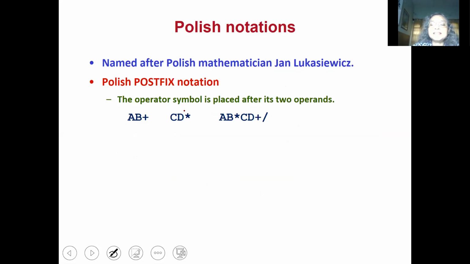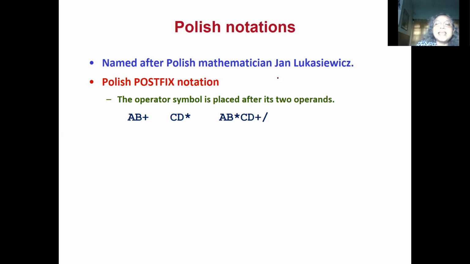On the other hand, let us introduce the Polish notations. These Polish notations have been named after the Polish mathematician Jan Lukasiewicz. I don't know how to pronounce this, but in the Polish postfix notation, the operator is placed after the two operands, like A, B, plus. In infix it is A plus B, in postfix it is AB plus. Similarly, CD star in postfix is C star D in infix.